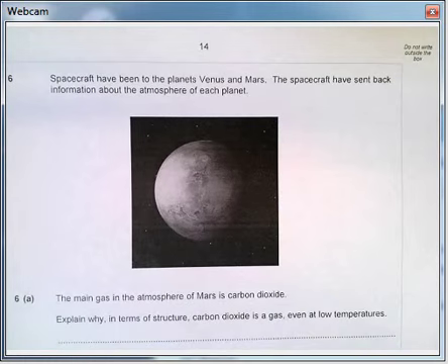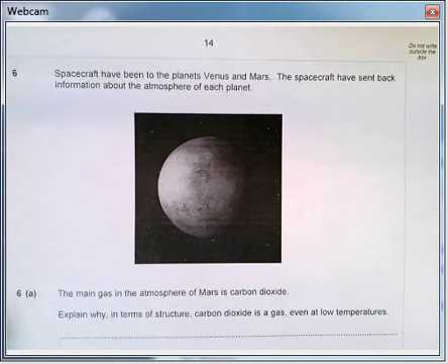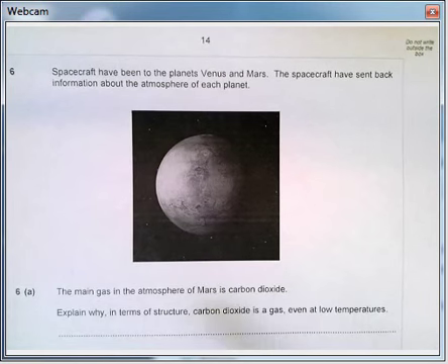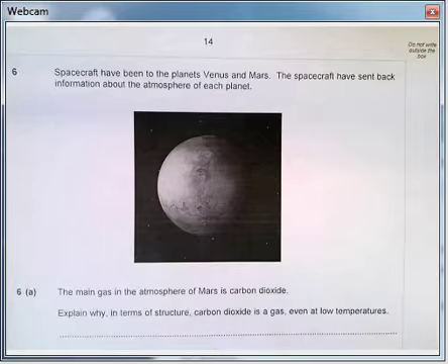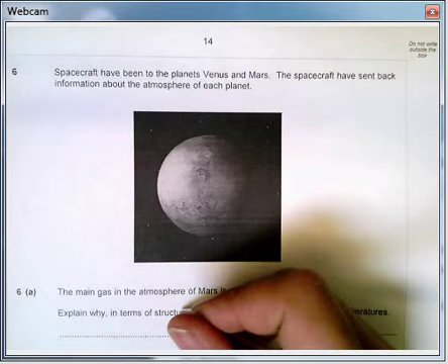This next question talks about spacecraft that have been to planets such as Venus and Mars, and the spacecraft has sent back information about the planet, the atmosphere of each planet. So talking about the gases that are there within each planet. The main gas in the atmosphere of Mars is carbon dioxide, and they're asking us to explain why in terms of structure. So we need to talk about the structure.